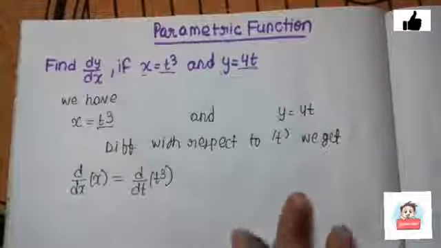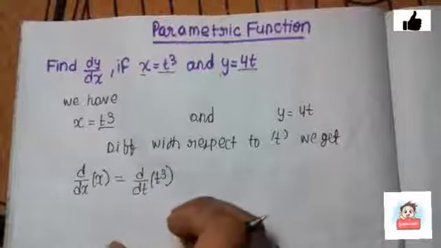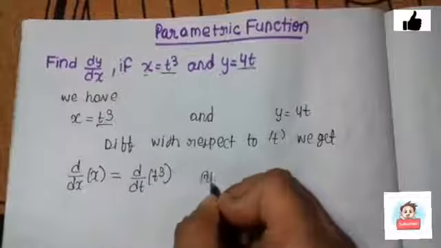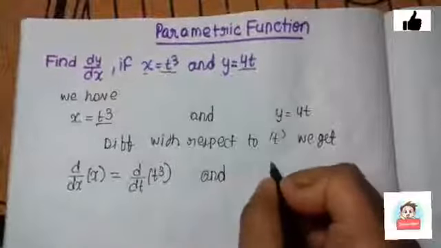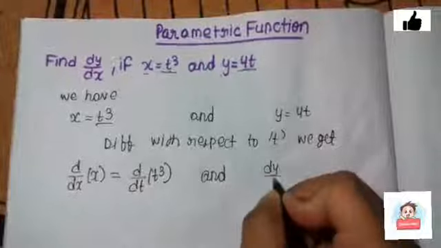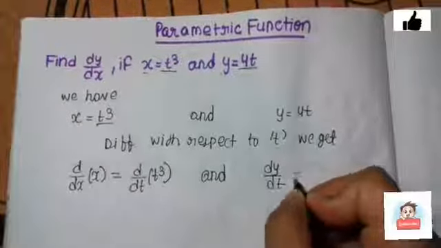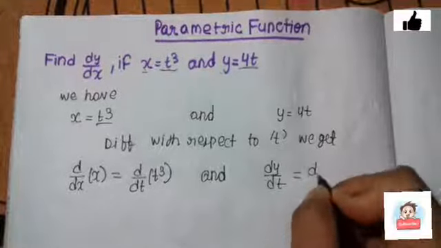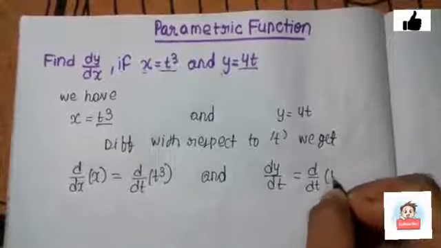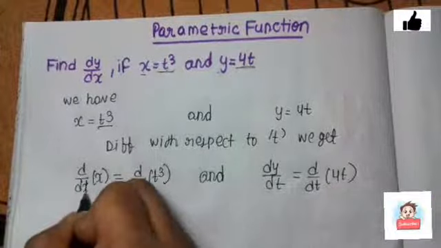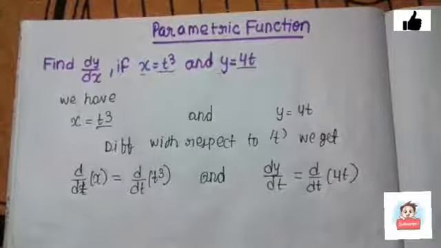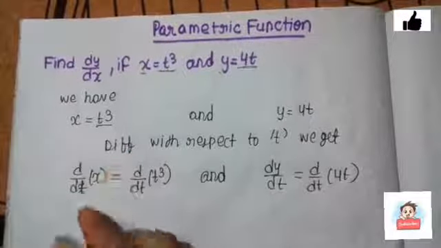So in this we can see, and side by side we can write this also, dy by dt equals d by dt of 4t. Sorry, it will be t, because we are differentiating with respect to t.